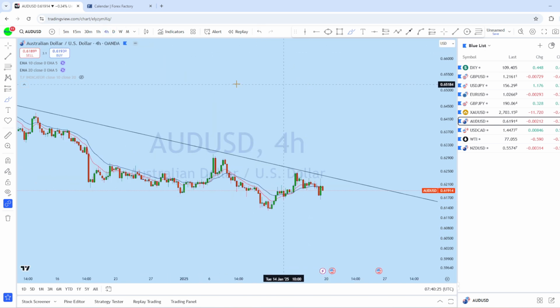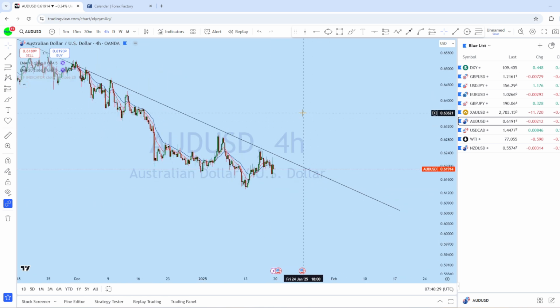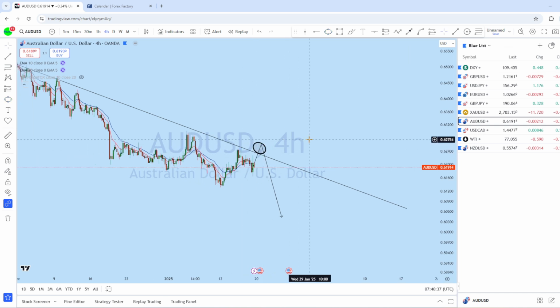Looking at the 4-hour perspective on AUD USD, we can expect the market to retest here and then drop. So this is where we will be waiting for a potential selling opportunity on AUD USD.